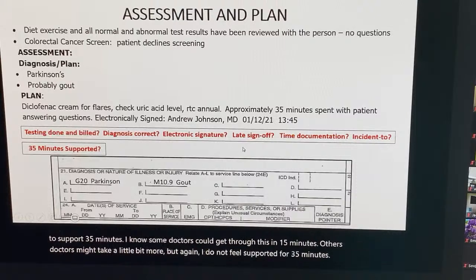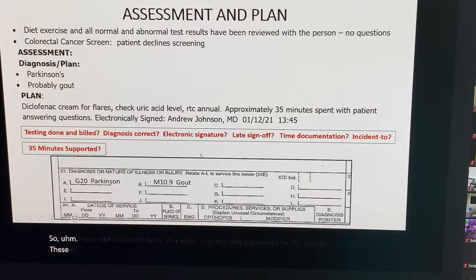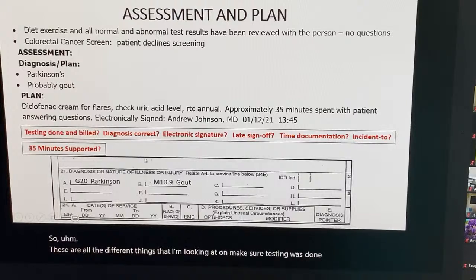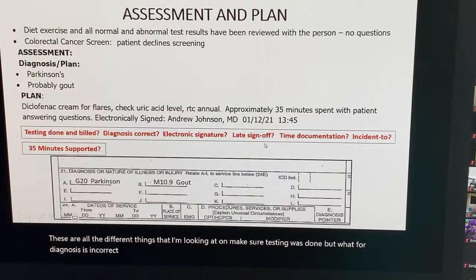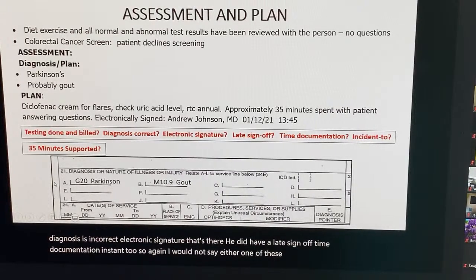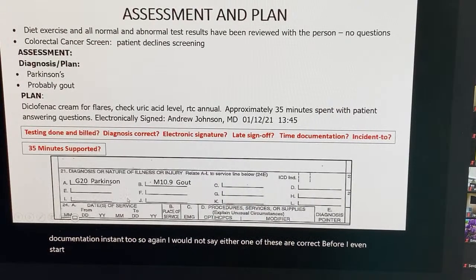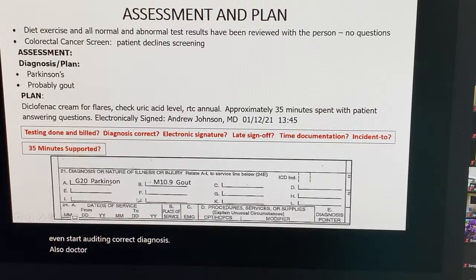So these are all the different things that I'm looking at to make sure testing was done, but what for? Diagnosis is incorrect. Electronic signature, that's there. He did have a late sign off. Time documentation, incorrect. So again, I would not say either one of these are correct before I even start auditing correct diagnosis. Also, the doctor billed a 99214 for this. No way does it support a 99214.